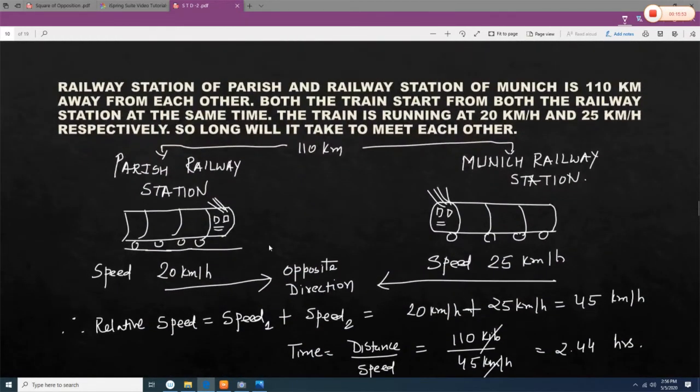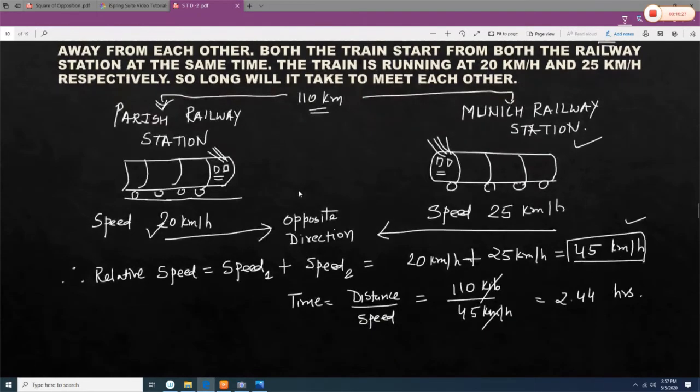Railway station of Paris and railway station of Munich is 110 kilometers. So the distance from Paris to Munich is 110 kilometers. Both the trains start from both the railway stations at the same time. The Paris train is starting at 20 kilometers per hour and the Munich train is starting at 25 kilometers per hour, and both are going in an opposite direction. So when the trains are running in an opposite direction, we have to add the speed. So 20 plus 25, that is 45.